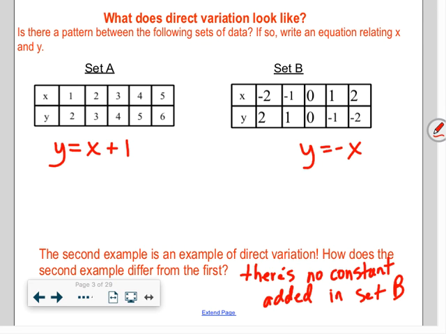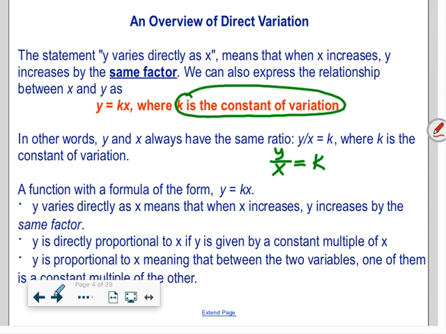So if you look at the next slide, it says an overview of direct variation. The statement, y varies directly as x, means that when x increases, y increases by the same factor. We can write it as y equals kx, where k is the constant of variation. So what I want you to do is circle that. K is the constant of variation.